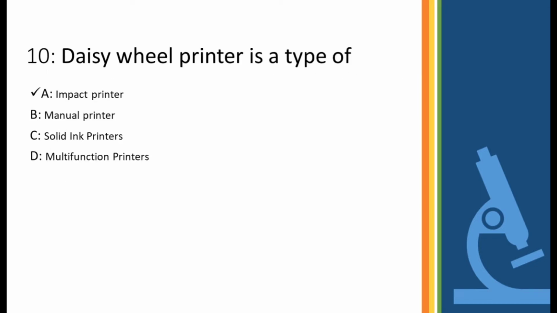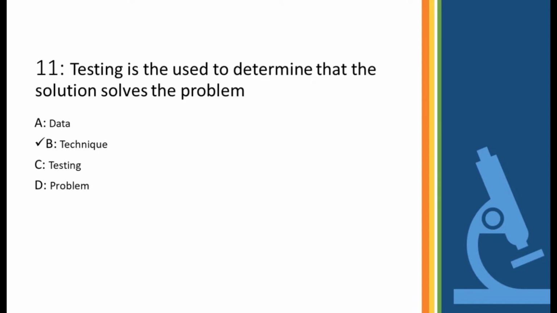Daisy wheel printer is a type of, the correct answer is A, impact printer. Testing is used to determine that the solution solves the problem. The correct answer is technique.